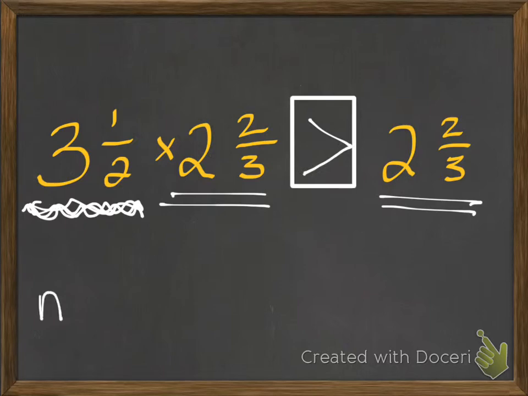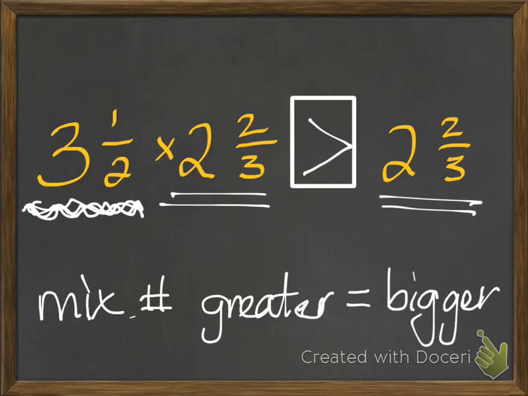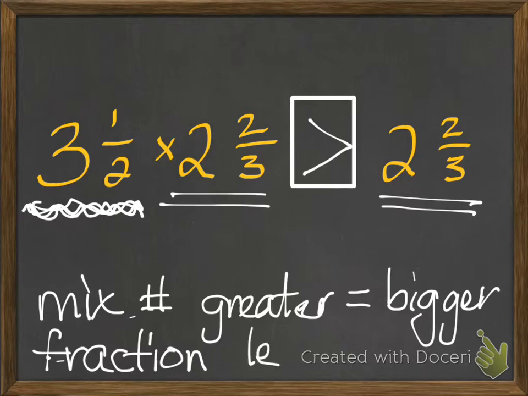Remember, mixed numbers will be greater than one. That means that we're going to get bigger. Our answer, the product, will always be bigger if we multiply times a mixed number. If we multiply times a fraction, then our answer will be less. Our product will be less than what we started with. That means that our products are going to get smaller. Okay?